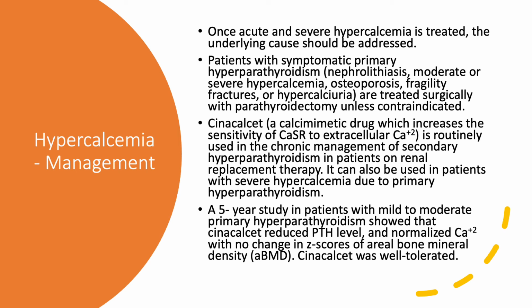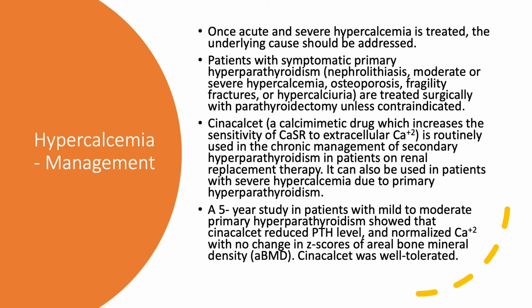Now, once acute and severe hypercalcemia is treated, we should search for a cause. Patients with symptomatic primary hyperparathyroidism, those with nephrolithiasis, osteoporosis, fractures, hypercalciuria, severe hypercalcemia, though usually with primary hyperparathyroidism it's not severe, we treat them surgically. The major thing for the success of surgery is the surgeon. So you have to send them to a surgeon and to a center where they do a lot of that. Some general surgeons do it, endocrine surgeons and ENT doctors, some of them are really good at parathyroidectomies. Unless you have a contraindication, you are going to do surgery.